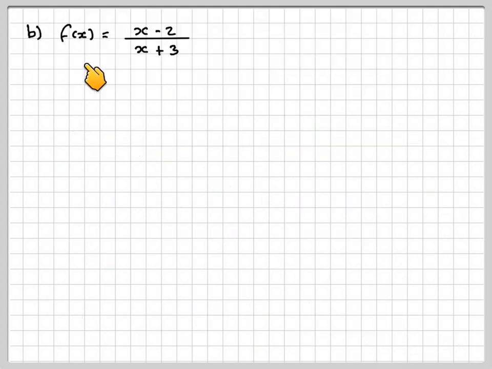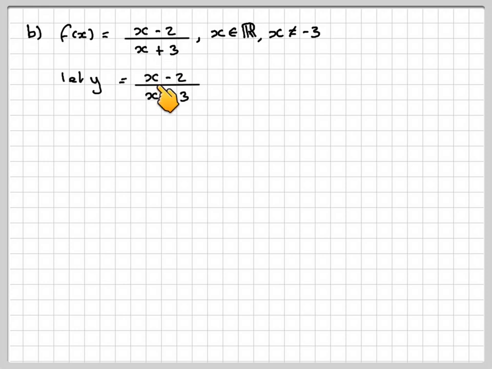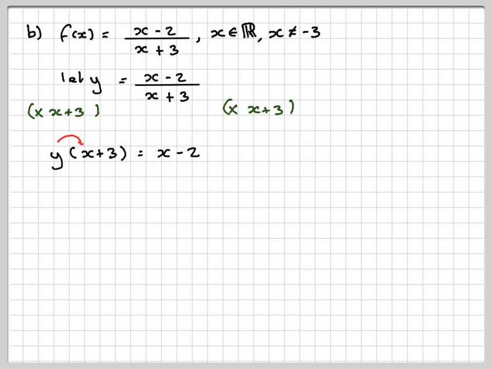Right, second function is f of x is x minus 2 over x plus 3. X belongs to a set of real numbers, but x cannot be equal to minus 3. This is called a bilinear function. So same process, let y be equal to x minus 2 over x plus 3. Multiply both sides by x plus 3. So you get y times x plus 3 is equal to x minus 2. Expand the bracket, so you're going to get xy plus 3y is equal to x minus 2. Now you're going to have the subject here appearing twice.